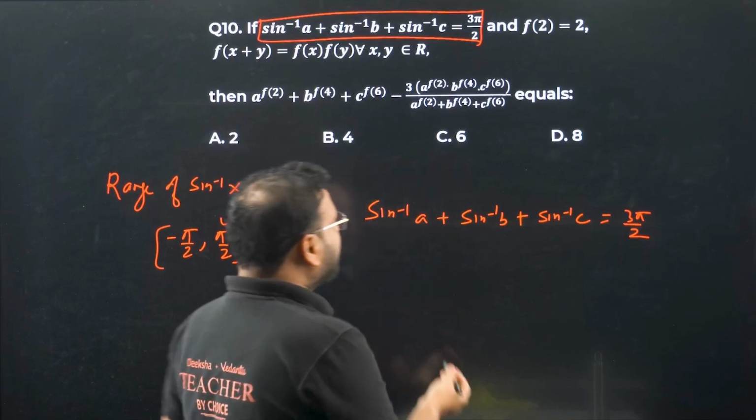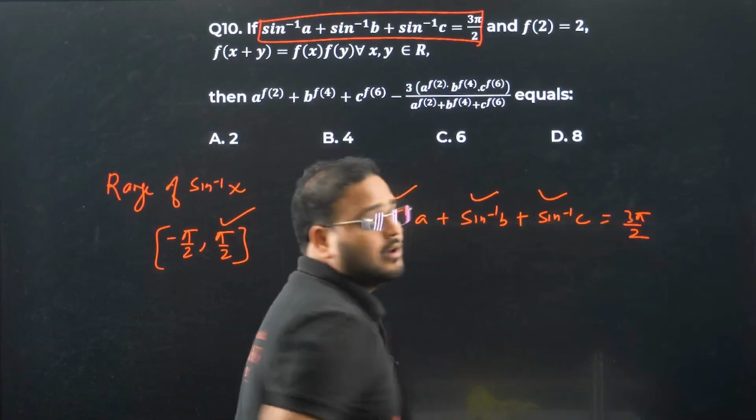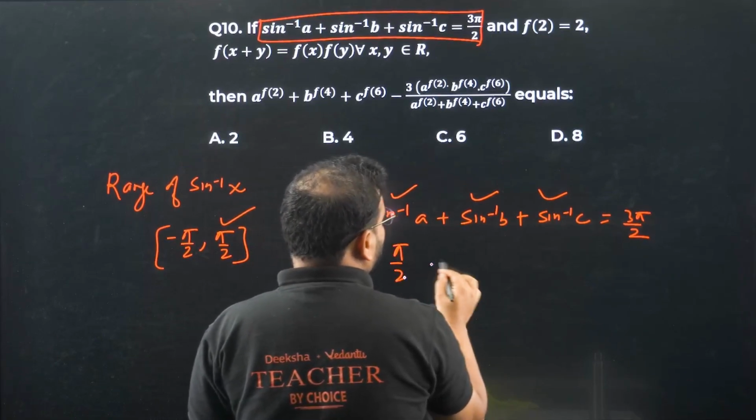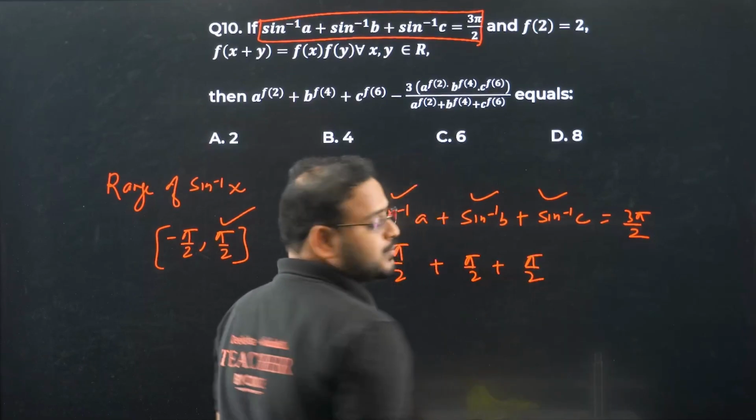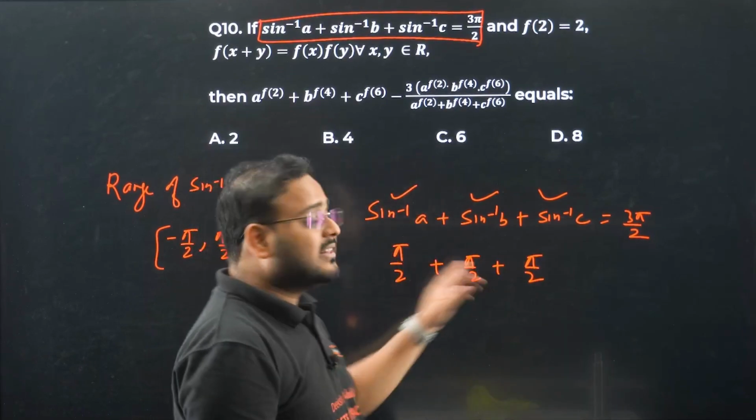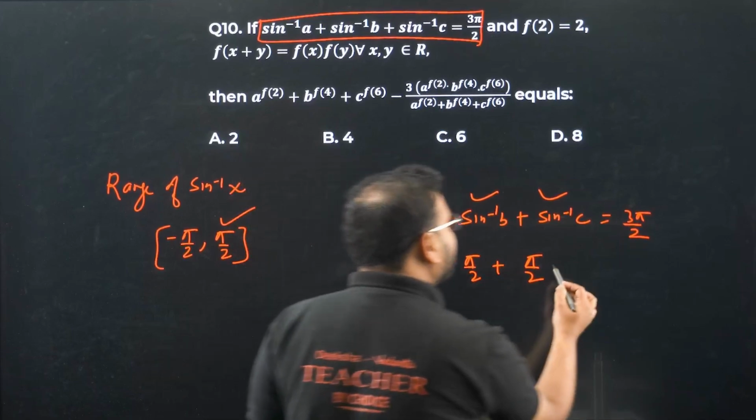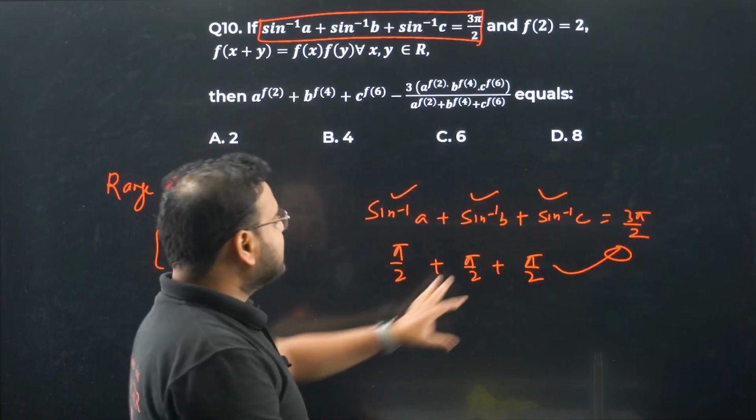Now, how can you add these different numbers to get 3 pi by 2? They all have to be their maximums: pi by 2 plus pi by 2 plus pi by 2. Correct? Then only you can get the sum to be equal to 3 pi by 2. Yes or no? Yes, the sum is 3 pi by 2.